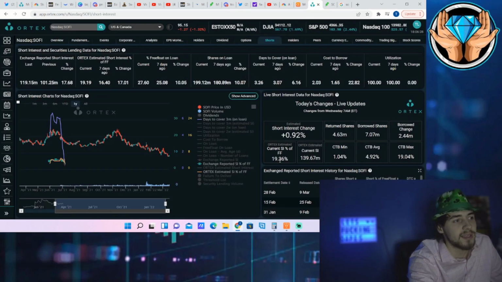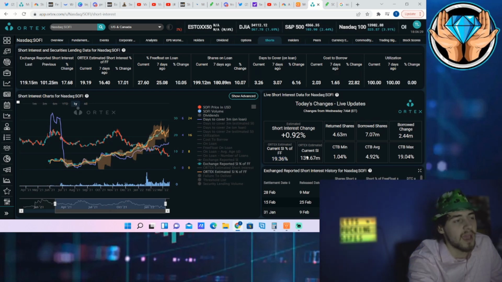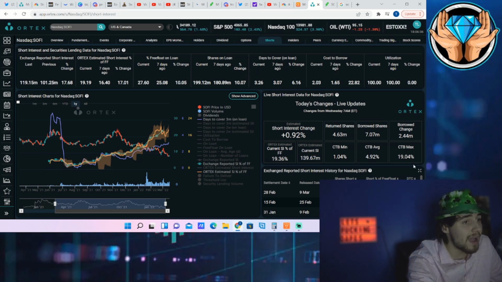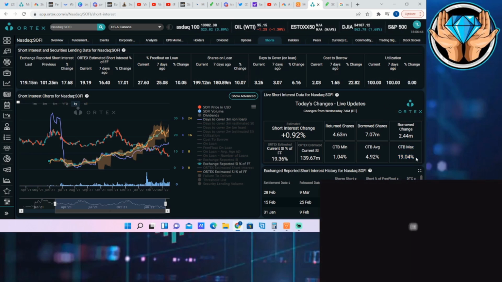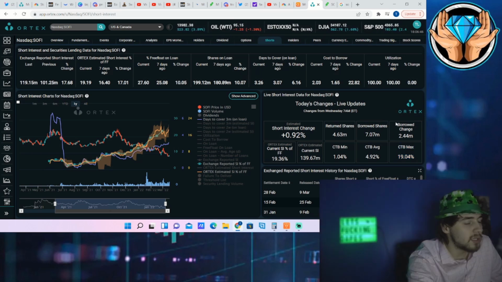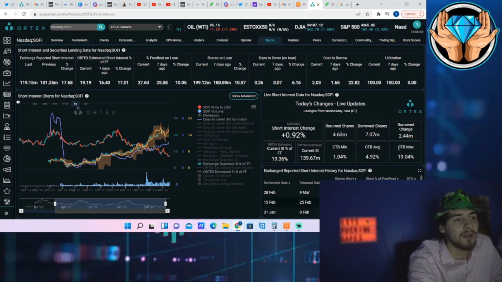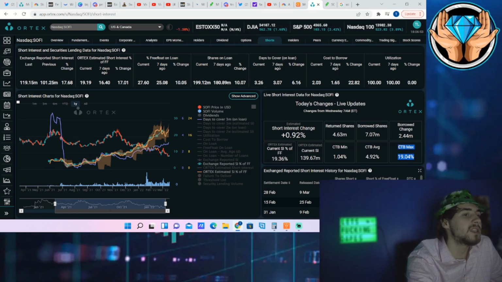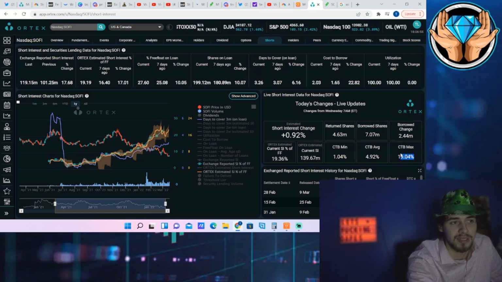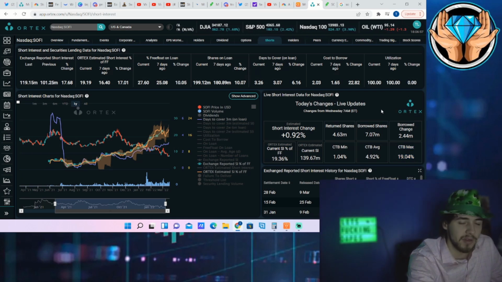Look at the short interest, guys. 19.36%. Current shares that are sold short of 139.67 million shares. That is a lot. But check out the cost to borrow max is now at 19%, and the utilization is at 100%. That means if you are an investor in SoFi, institutional or hedge fund, you could lend out your stock for 19%. That's a great return by anybody's standards.